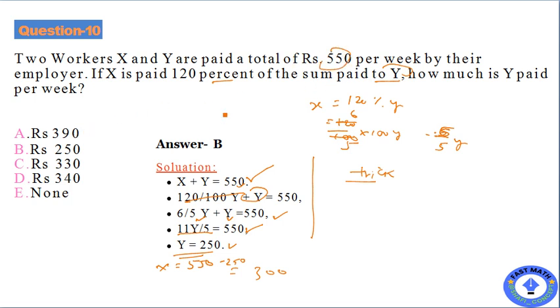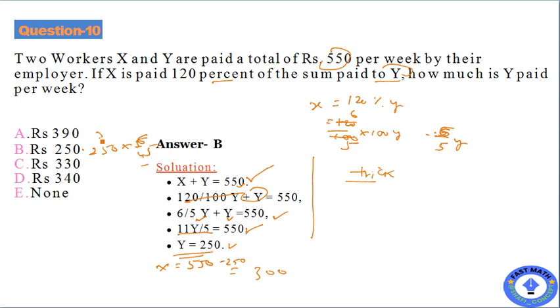Coming to the second option, B is 250. If you calculate 120% of 250, that means 6/5 of 250. What will you get?